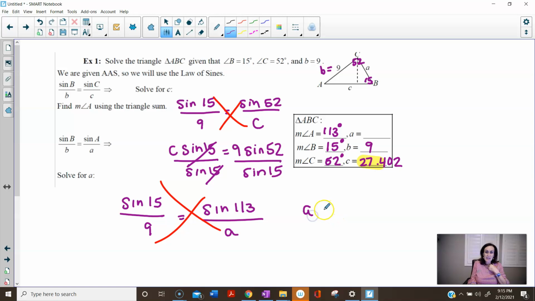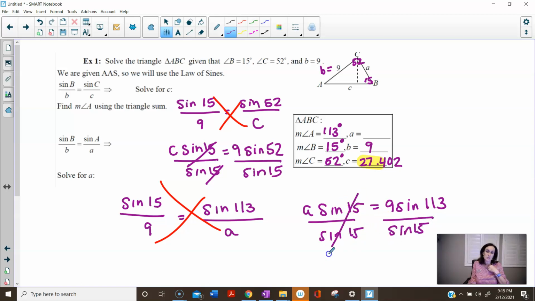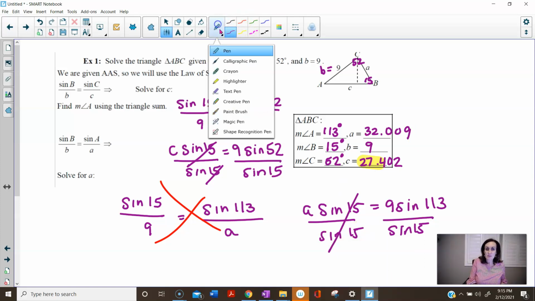Cross multiply. So A sine of 15 is equal to 9 sine of 113. And then divide by the sine of 15. You're going to throw this into your graphing calculator. You're going to make sure that you're in degree mode. 9 sine of 113 divided by sine of 15 is going to give you 32.009. And I recommend you put it into your calculator and make sure you can get those values.